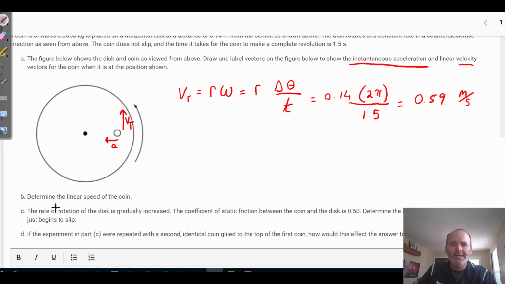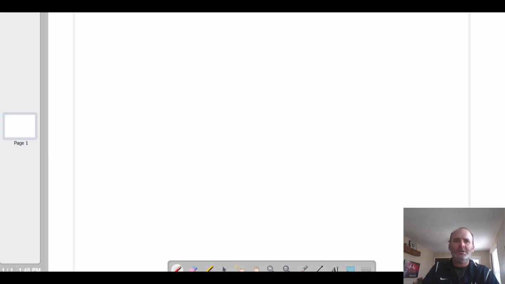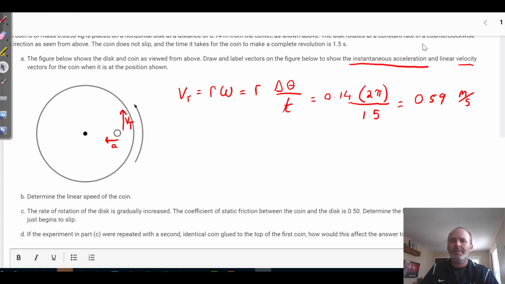Okay, so next, the rate of rotation of the disk is gradually increased. The coefficient of static friction between the coin and the disk is 0.5. Determine the linear speed right before it starts to slip. All right, I'm going to switch colors here. Now it's a little bit trickier. So now let's draw a force here. So I got my coin. I'm going to draw my centripetal force.